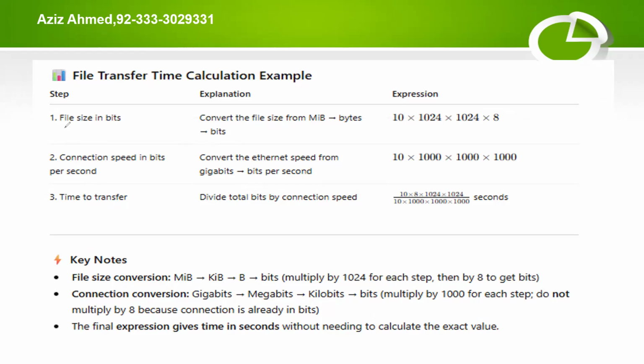File size in bits. Now it says file size in bits. Convert the file size from MiB to bytes and bytes to bits. 10 into 1024 into 1024 into 8.